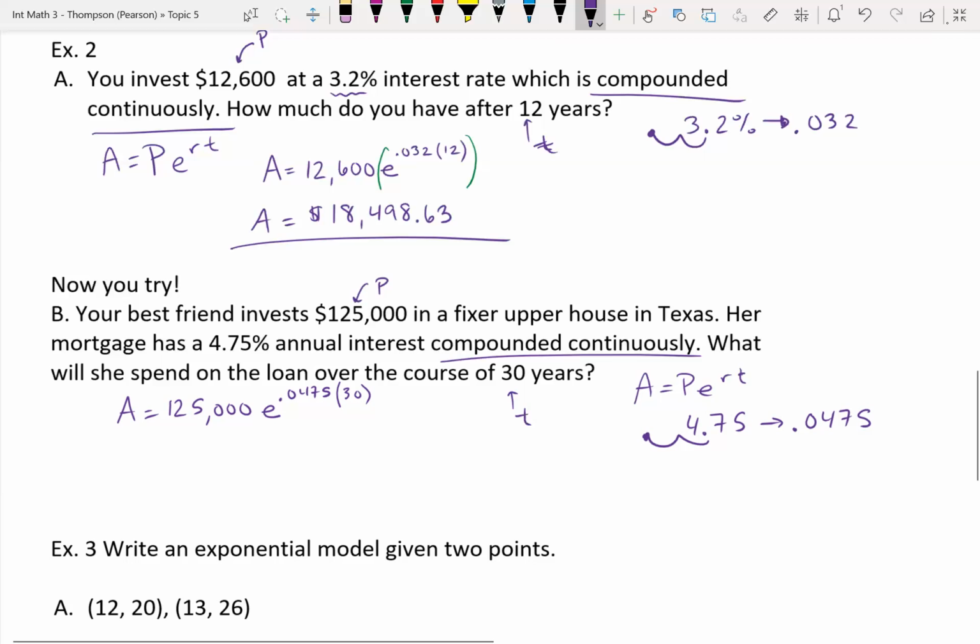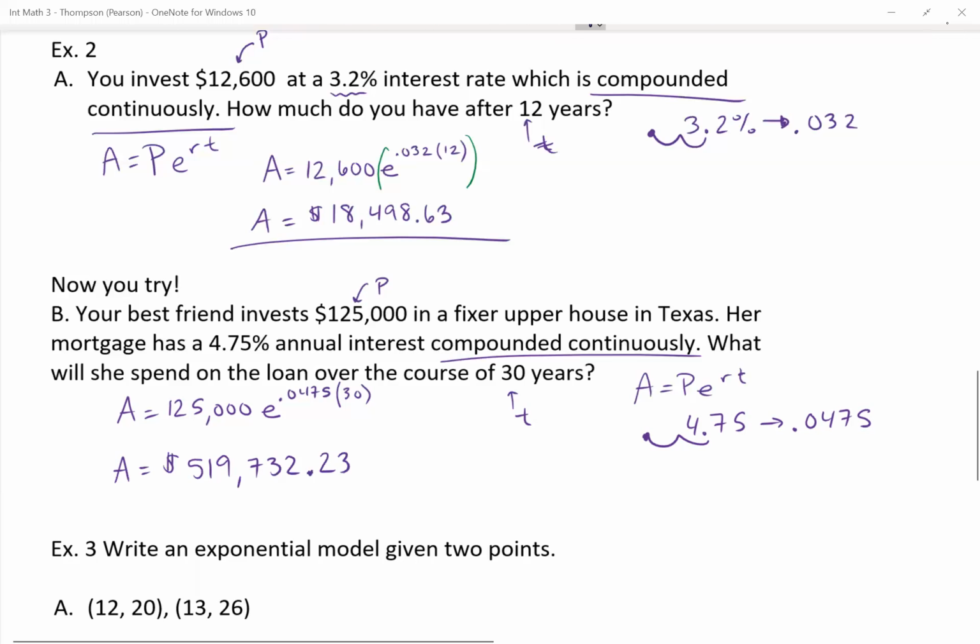When I plug this in, you get 519,732.23, which means this person who got a loan initially for $125,000, if they make every single payment on time for 30 years, they will still end up paying more than $500,000 for this loan, which is why banks so very rarely go broke, because they make so much money on the money that they loan you.